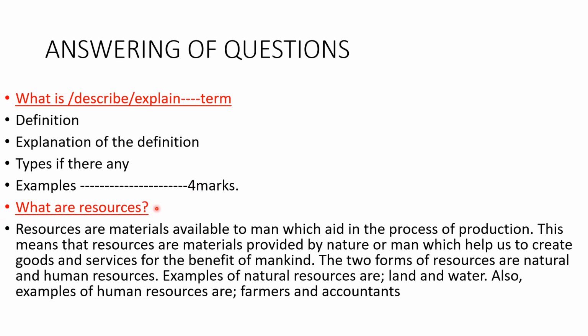What are resources? So resources are materials available to man which aid in the process of production. So this is the definition. Then we are now explaining the definition. This means that resources are materials provided by nature or man which help us to create goods and services for the benefit of mankind. This is further explanation. The 2 forms of resources are natural resources and human resources. These are the types that we will give. Examples of natural resources are land and water. Also, examples of human resources are farmers and accountants. We can further explain the forms of natural resource and human resource, and we can add them. So after doing all this, we will get the 4 marks. So students should be made to explain themselves when they are asked what is.